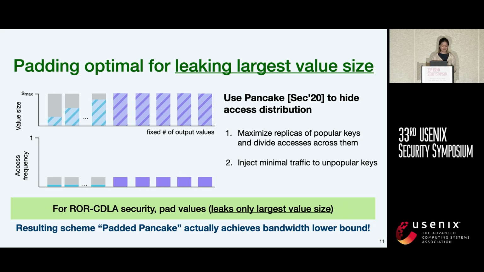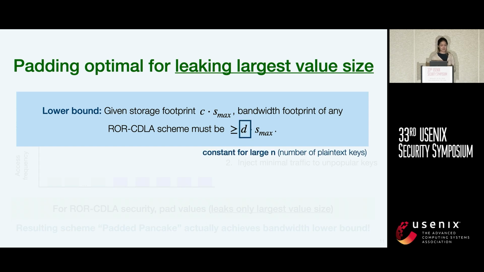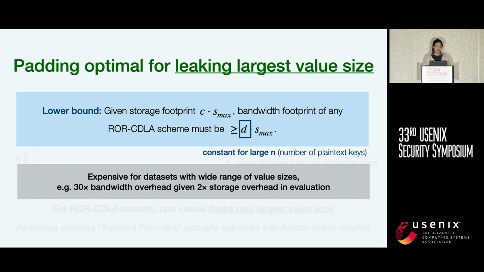derive in our paper. Put simply, given a fixed storage footprint that is a multiple C of the largest value size S_max, the minimum bandwidth footprint needed for ROR-CDLA security is some multiple D of S_max. D is a function of C and the number of plaintext keys N, and it becomes a constant with large N. This bound is expensive for data with a wide range of value sizes, since they all have to be padded to S_max. For example, we see 30 times bandwidth overhead on 2 times storage overhead in our evaluation.